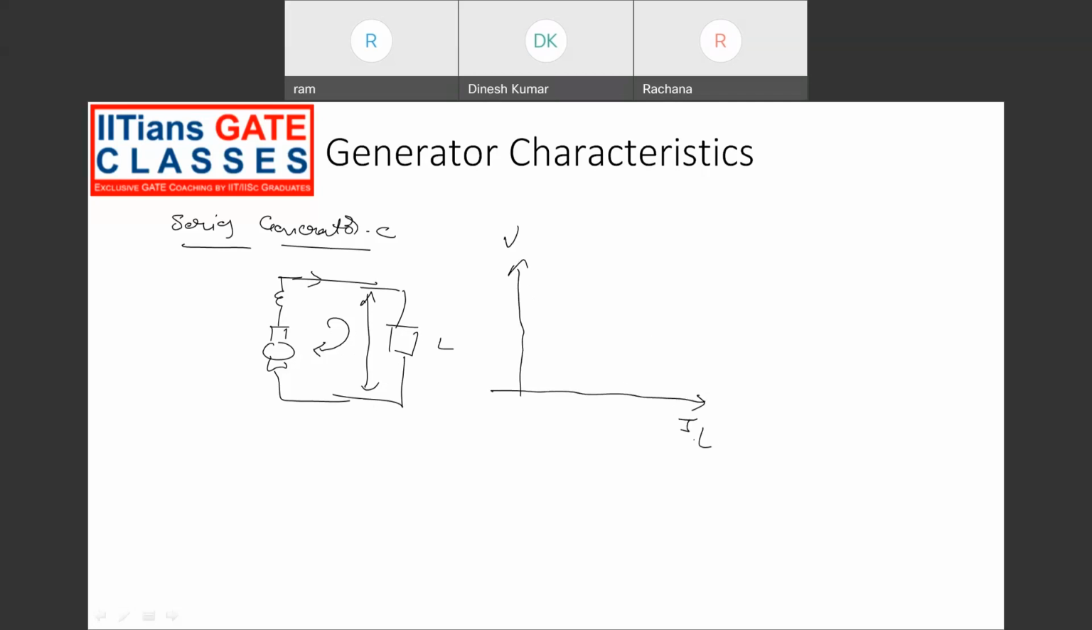With respect to the voltage due to the residual flux in the poles.